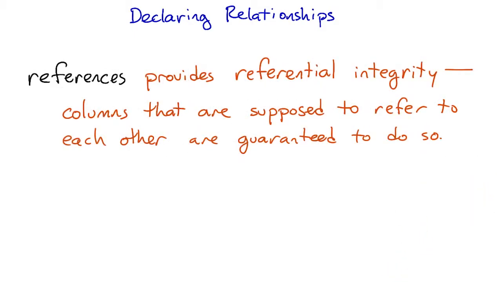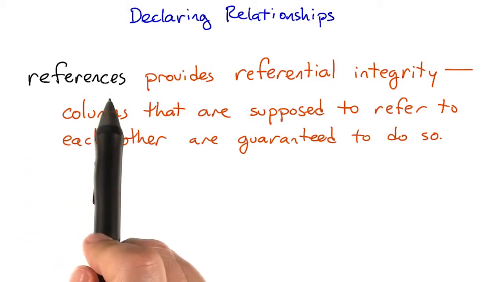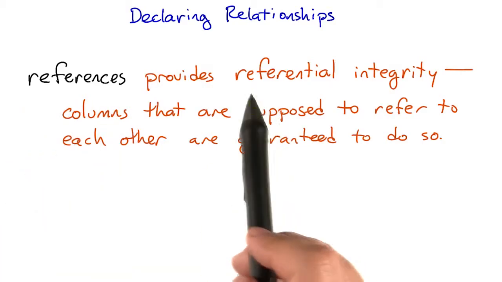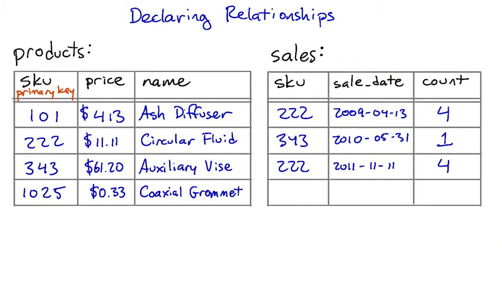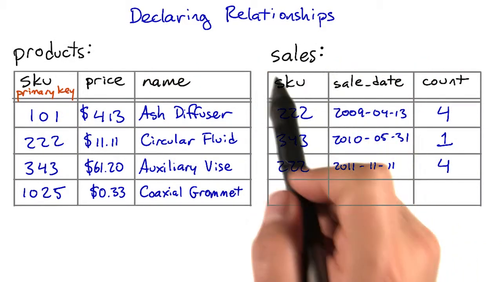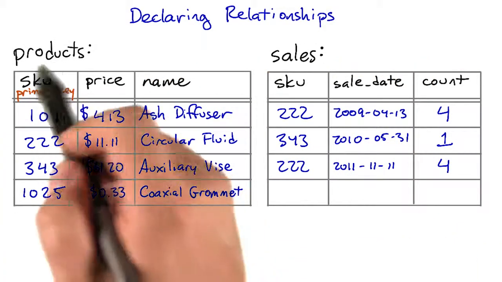So a references constraint is a little bit like type checking. It catches bugs that might lead to our database not making sense anymore. In database terminology, we'd say that references constraints help us maintain referential integrity, which is our assurance that values in a column over here will always refer to values in a column over here.